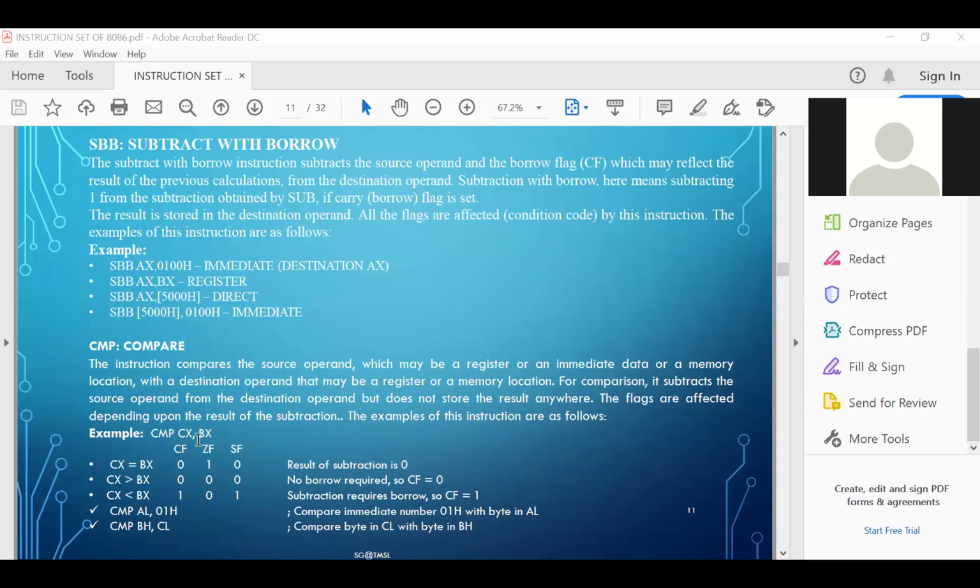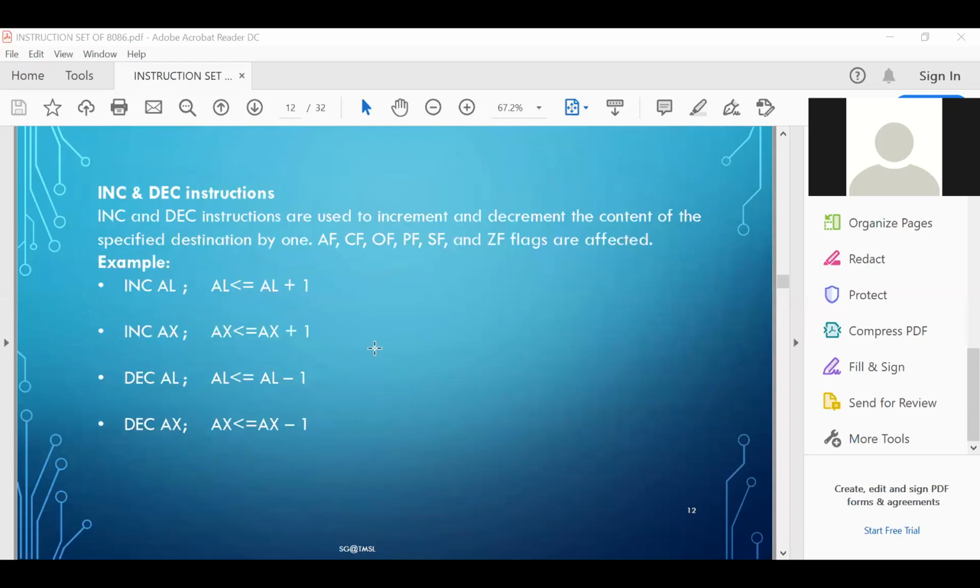So CMP CX minus BX means CX minus BX, but it gives certain conditions based on which you can create your logic to process the instructions. So CMP AL comma 01 also compares immediate number 01 with the AL. CMP BH comma CL also compares CL with BH. So here this is the destination, this is source. In this way you can initialize.